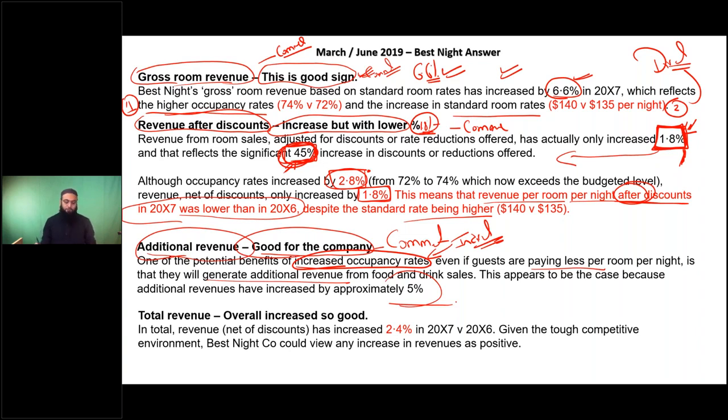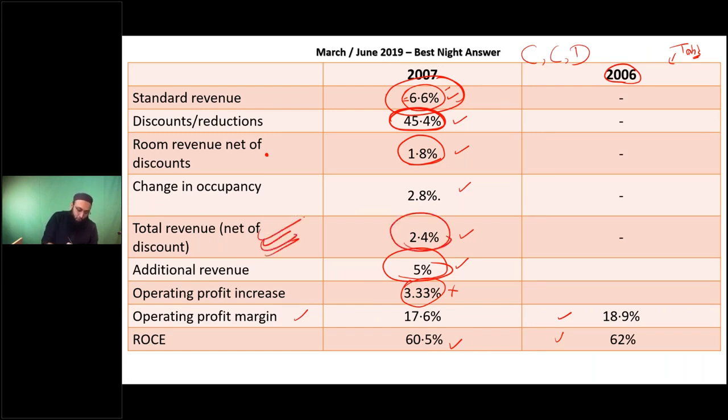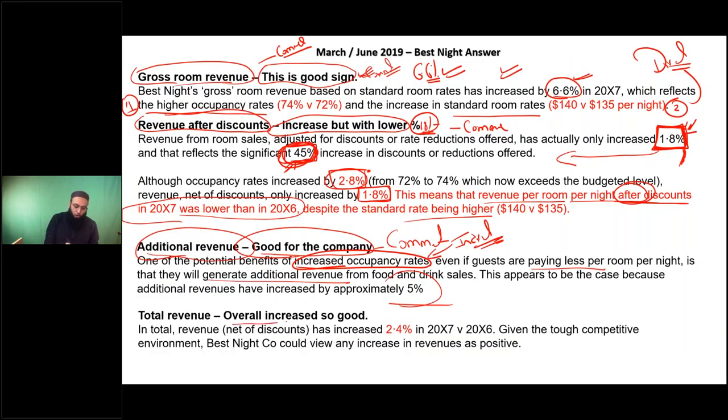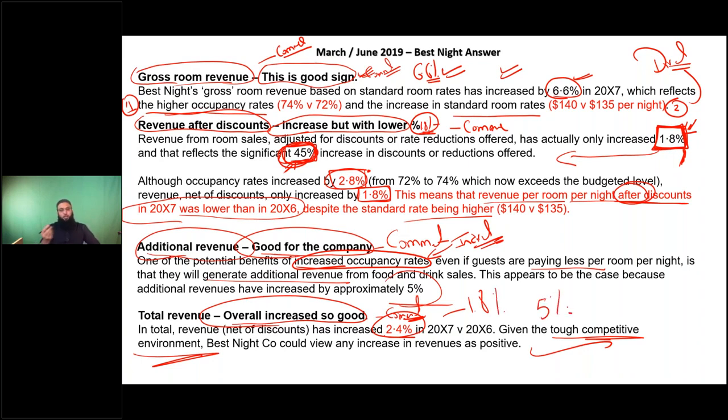Now, total revenue. Listen, revenue of the rooms increased by 1.8%. Revenue of other products like food and cafes and bars increased by 5%. So overall, your revenue increased by 2.4% net of discounts overall. Comment, overall it's good. 2.4%, in the tough comparative environment, it's good. And there are two reasons for this. One is the 1.8% increase in the revenue of rooms and the 5% increase in the additional revenue.